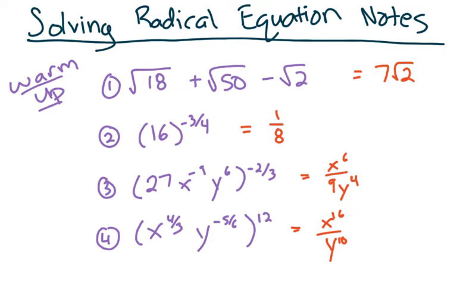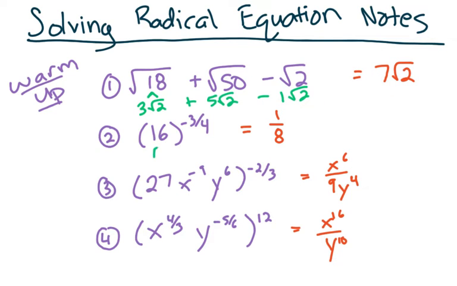All right, so here's your answers. Solving radical equations. Warm-up. So for these, the 18, you should have factored treat, and it would have ended up being 3 square roots of 2 plus 5 square roots of 2 minus 1 square root of 2. So 3 plus 5 is 8, minus 1 is 7.